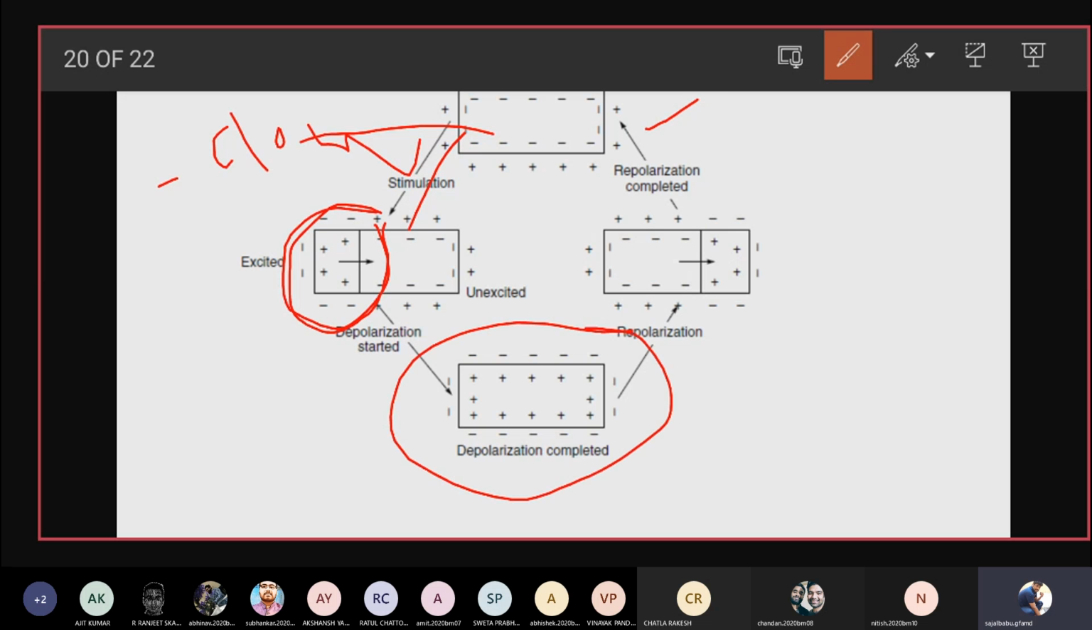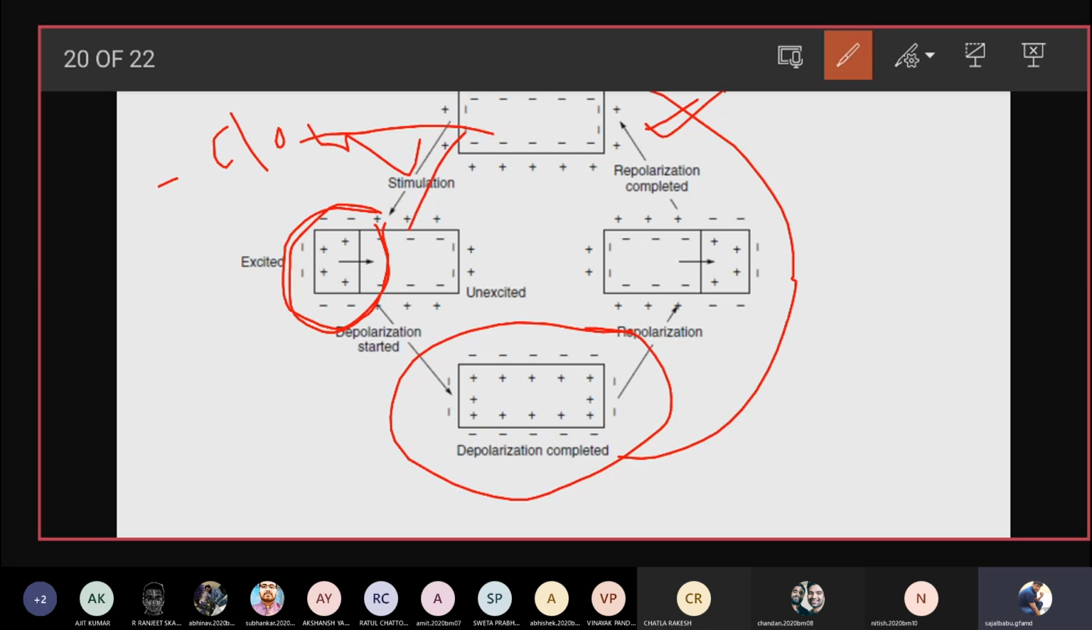If you compare with the top cell, which is at rest potential, the outermost side has plus and inside has negative. After that, it is slowly changing its state. Here you can see a completely depolarized cell: outer is negative and inside is positive. That means the outer potential has been reduced very much when compared to the inner potential. It will stay here only for a few seconds while the stimulus is applied. Once the stimulus is removed, it will start repolarizing again.